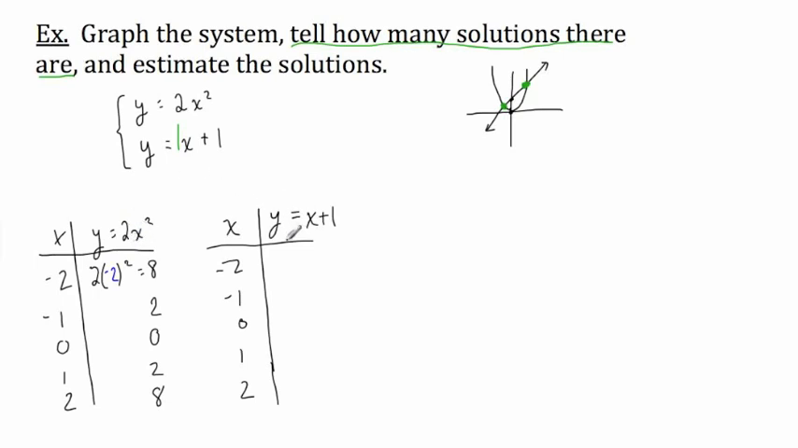Now let's find 5 ordered pairs that lie on the line. Here we're just going to take our x-coordinate and add 1. So when we add 1 to -2, we'll arrive at -1. -1 plus 1 is 0. 0 plus 1 is 1. 1 plus 1 is 2. And 2 plus 1 is 3. Now we can graph each of these points on the same set of axes.